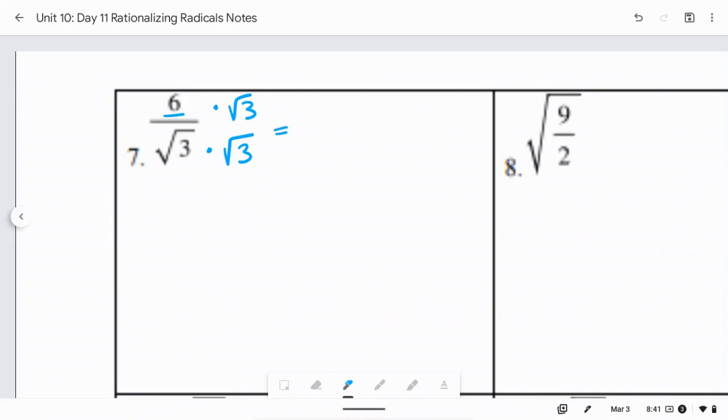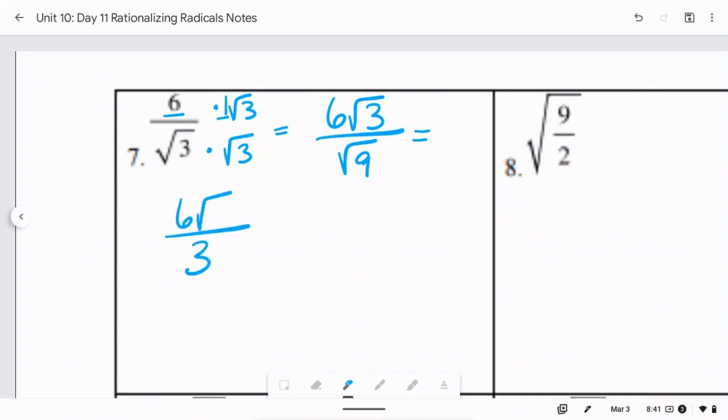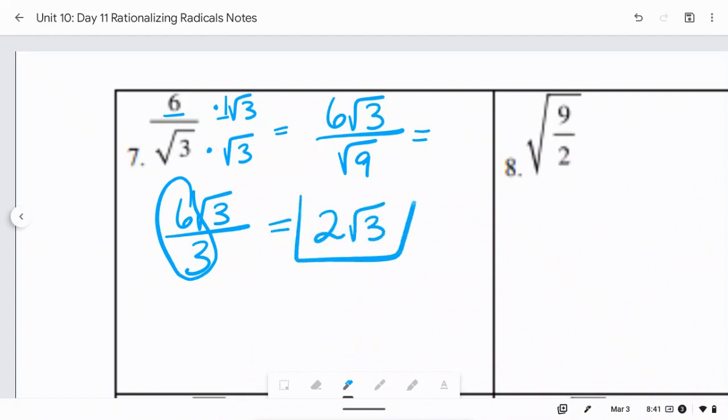The 6 can only get multiplied by an outside number, so 6 times 1 would be 6 square root 3, and then I can multiply the 3s in the denominator to get square root 9. I know the square root of 9 is just going to become 3, and then in the numerator, I have 6 square root 3. I also notice that I can reduce this fraction. 6 over 3 just reduces to 2, and then bring down the square root 3. So for 7, you should get 2 square root 3 as your final answer.